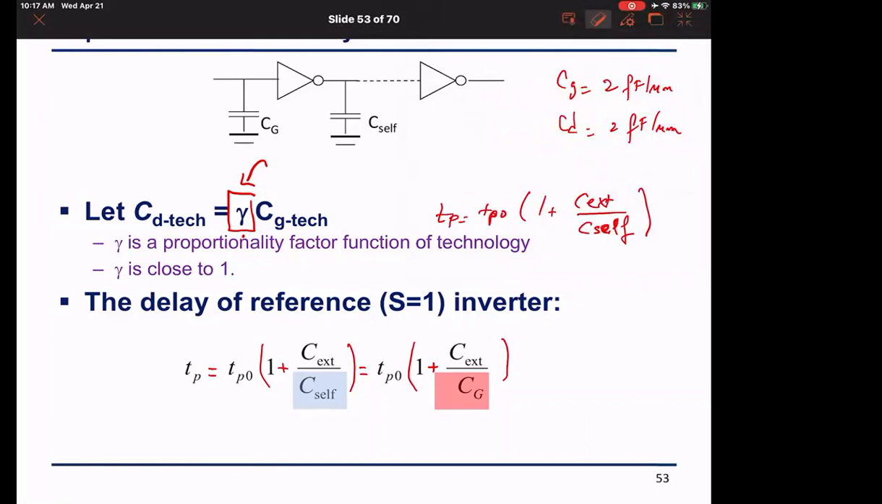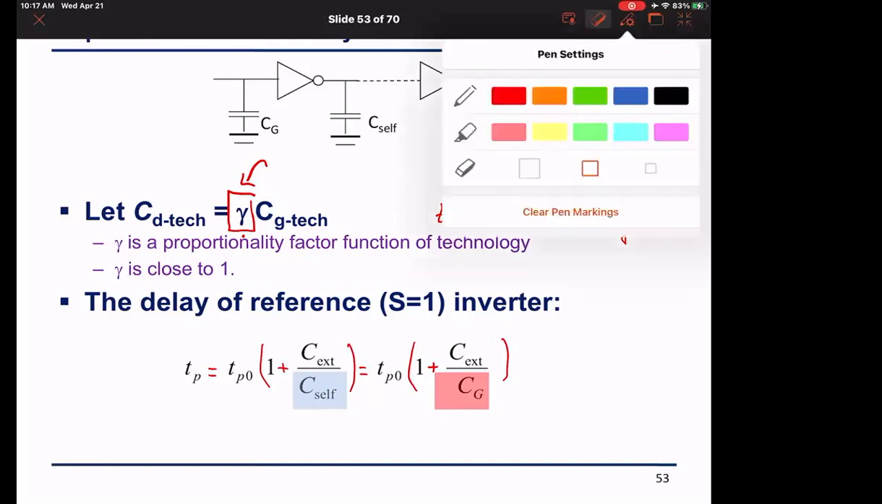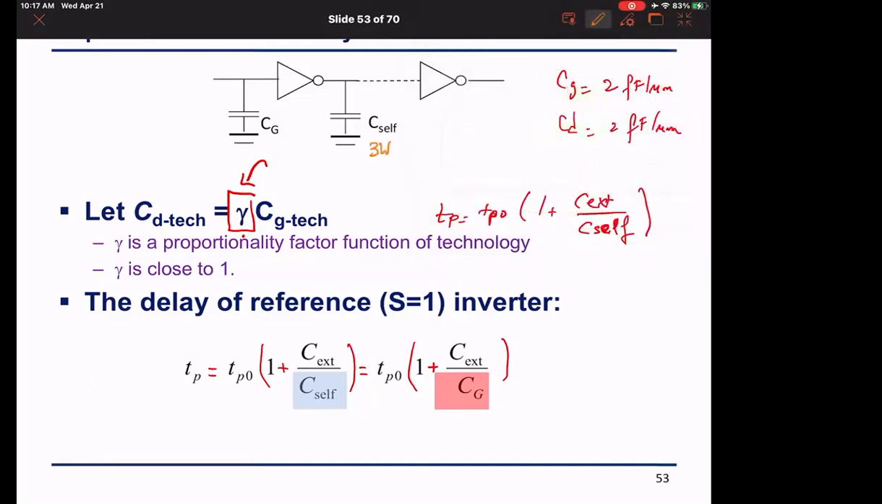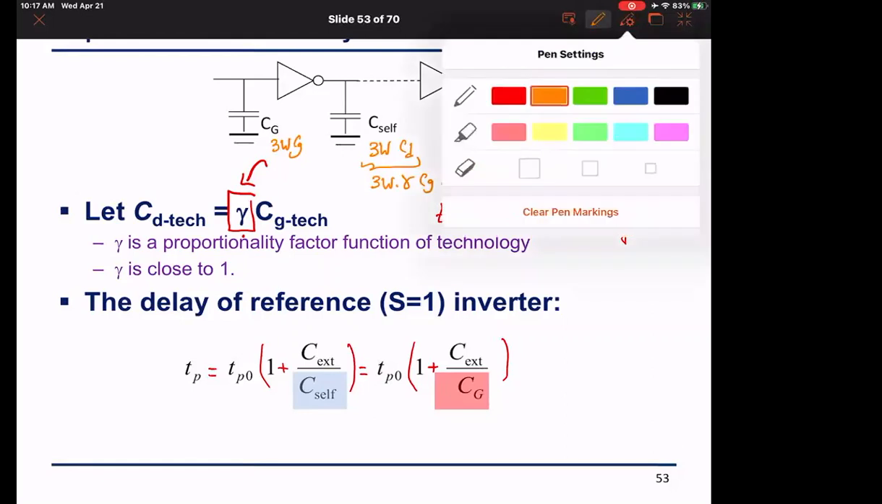If I know that C self is 3W times CD and this is 3W times CG. Okay, I know that CD is gamma CG. What does this expression become? 3W times gamma little CG, which is equal to what? Gamma into 3W times little CG, which is gamma into C big G. Let me erase and let me repeat.